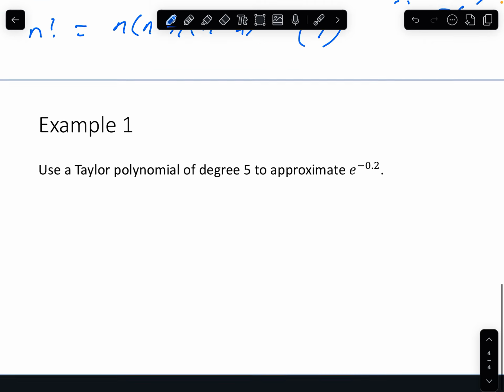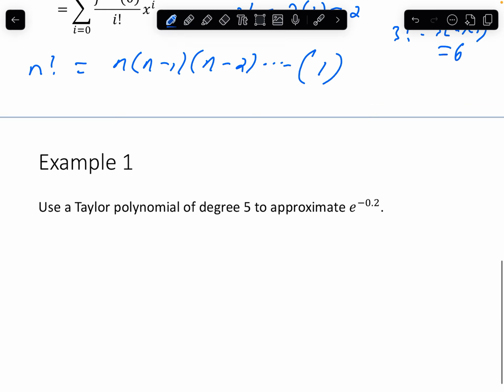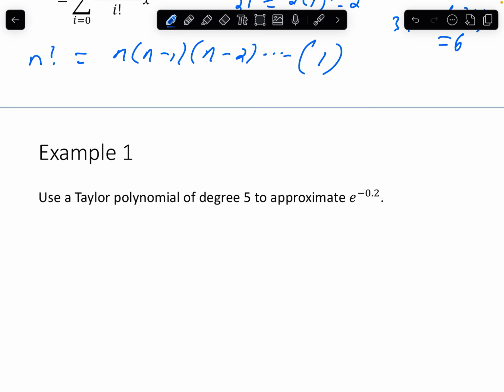So as an example of this, I want to use a Taylor polynomial, one of these large, lovely functions, of degree 5 to approximate e to the negative 0.2. The first thing that we need to do is get this Taylor polynomial for e to the x. So how do we do that? Well, we know our function is going to be e to the x, and we need to evaluate this at 0. e to the 0 gives us a lovely value of just 1.